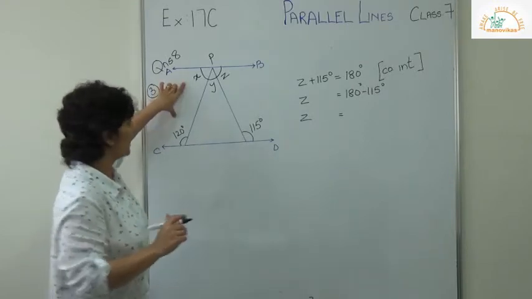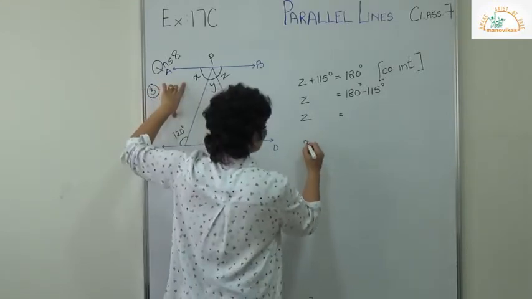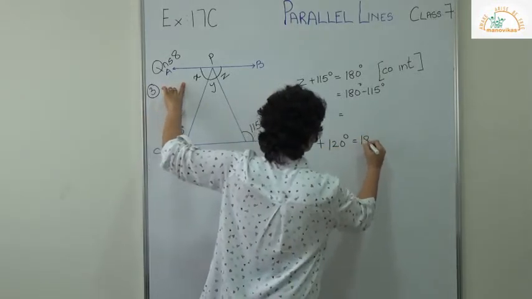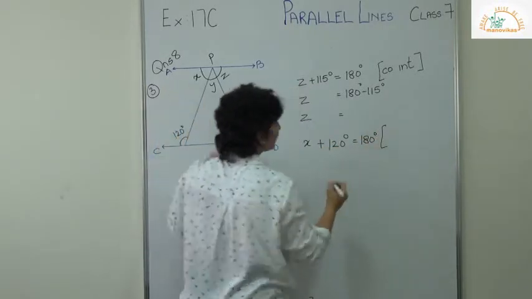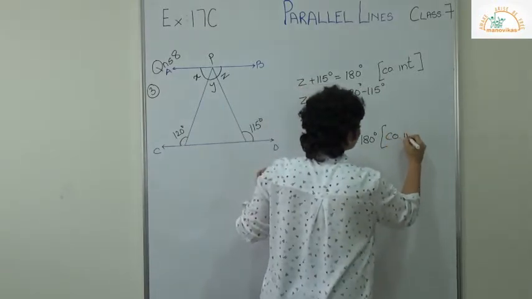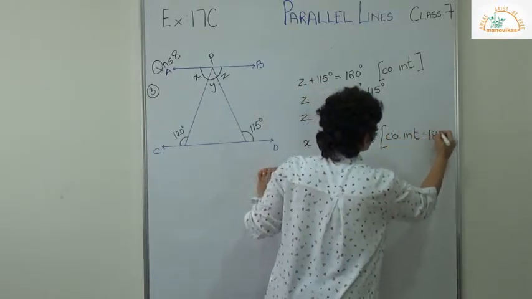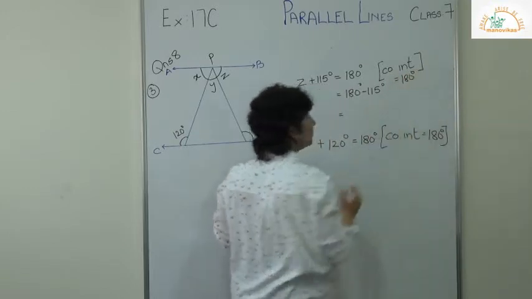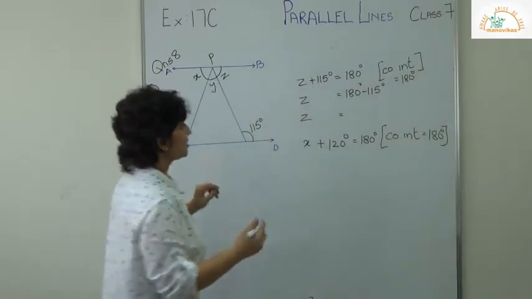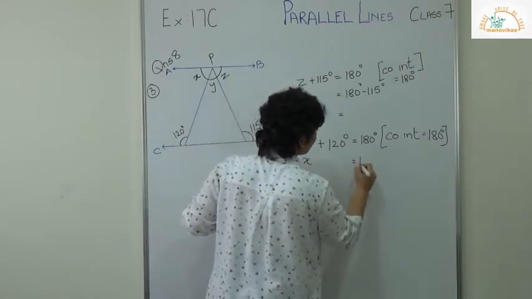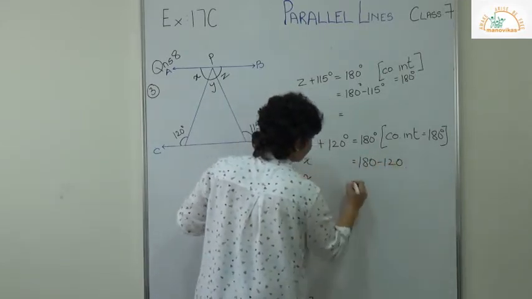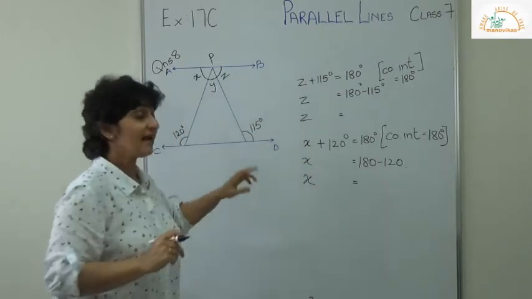180 minus 120. Same reason. X plus 120 degrees is equal to 180. And what is your reason? Co-interior angles is equal to 180 degrees. So x is equal to 180 minus 120. So you will get the answer for x.